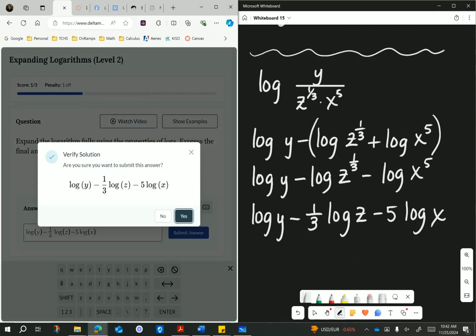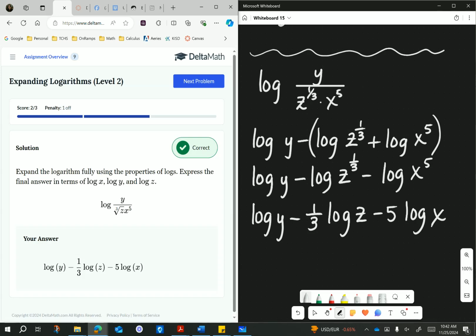Okay, so here we go. Typed it just like it's displayed, and there you go.